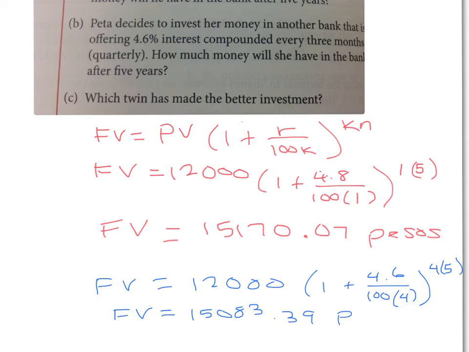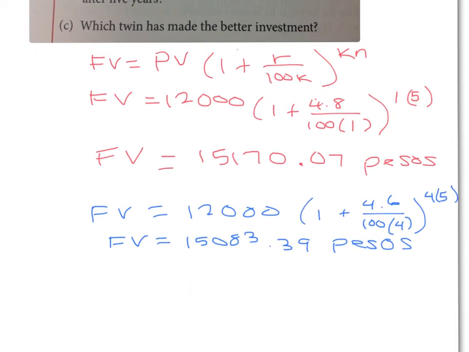And we get that she will have 15,083.39 pesos. So the question is, which twin made the better investment? And we can see that after 5 years, Paco will have more than Peta. He'll have $86 more. So I would say that that might mean that Paco made the better investment.